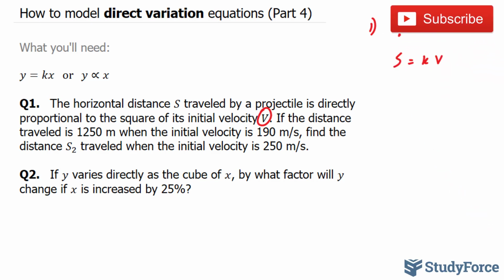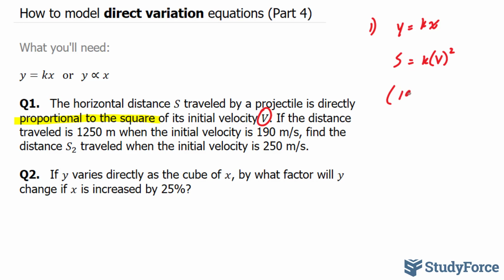And another important thing is that it is proportional to the square of the initial velocity. So we need to square v, v squared. The formula we'll be working with is s is equal to k times v to the power of 2. We're also given a point, and the point we've been given is 190 meters per second and 1,250 as our s coordinate.